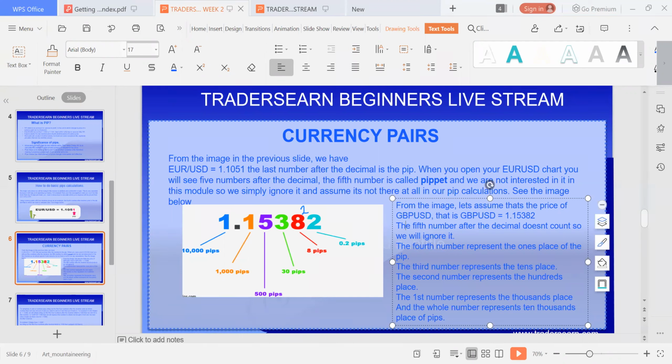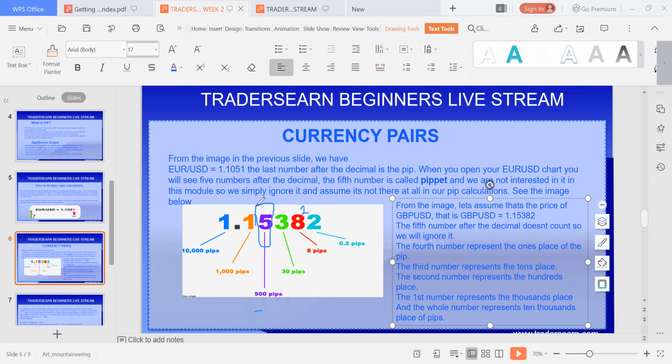Such that if you have something like, let's say, 1.151500, taking just this will give us 500 pips. That's what this expression here means, to give us 500 pips. So this number here stands for 500 pips.